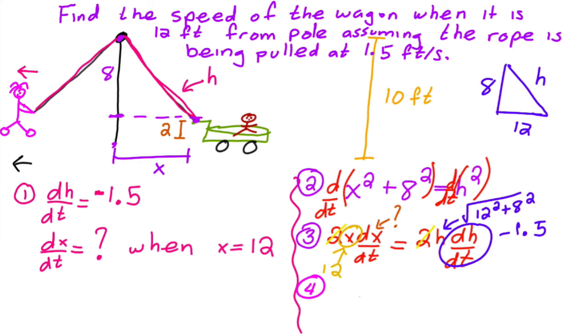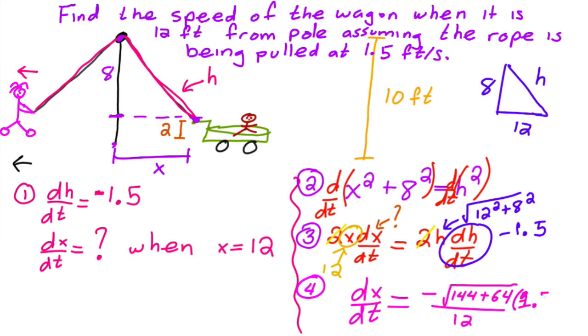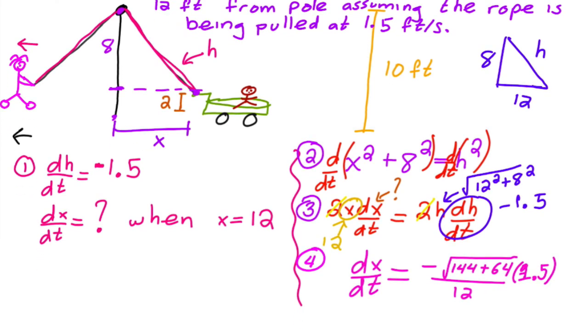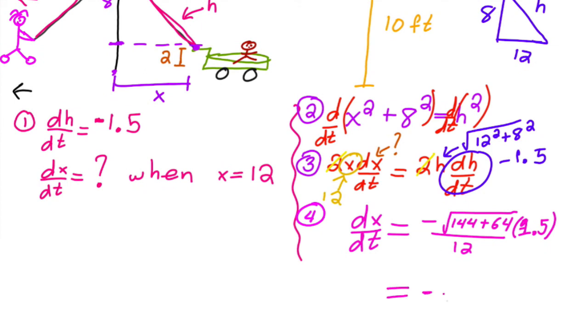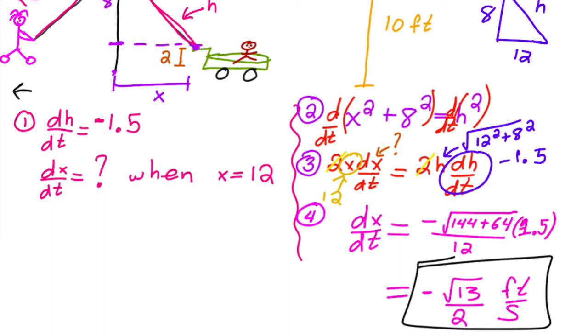So if I plug all that stuff in, I would get that dx over dt is equal to negative square root of 144 plus 64 over 12 times negative 1.5. And this is equal to negative square root of 13 over 2. And this is in feet per second. And notice that the answer is negative because the distance x is decreasing. So that's why this guy is negative. And that's it.